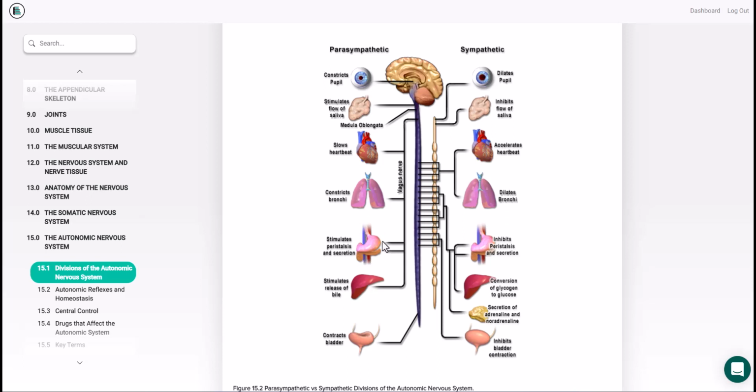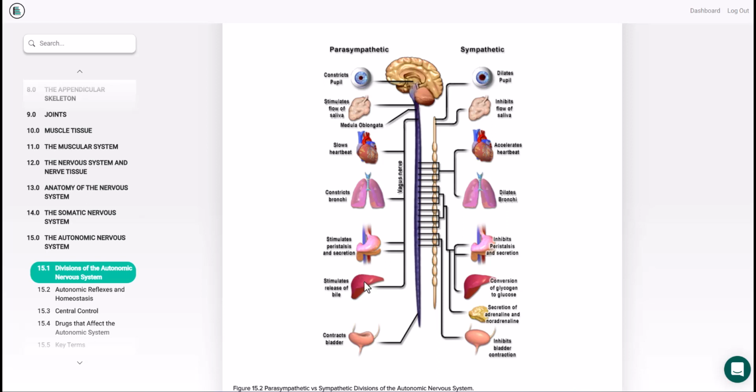Stomach activity, digestive activity goes up. So you actually start to stimulate the secretions of the digestive organs, and you start to increase the amount of rhythmic contractions, the peristalsis of the stomach and the intestines.